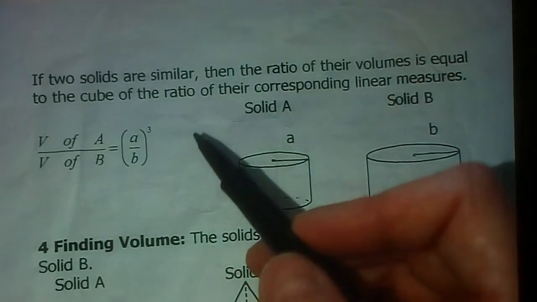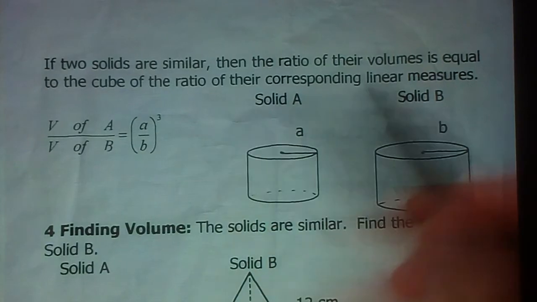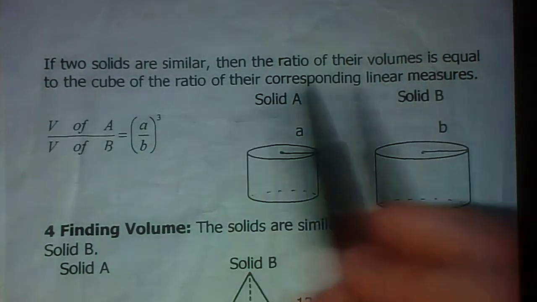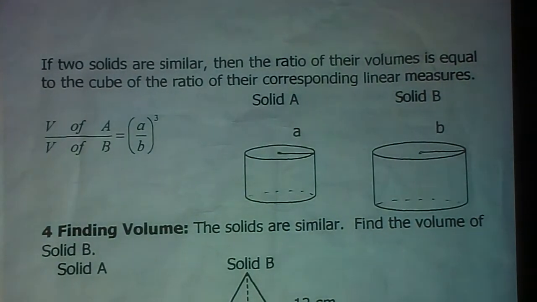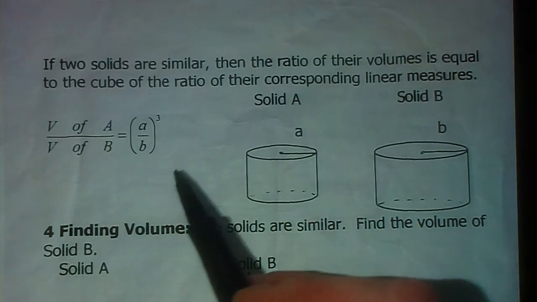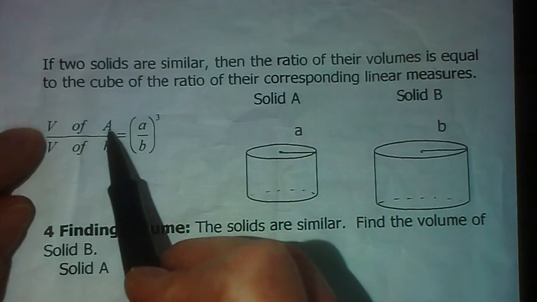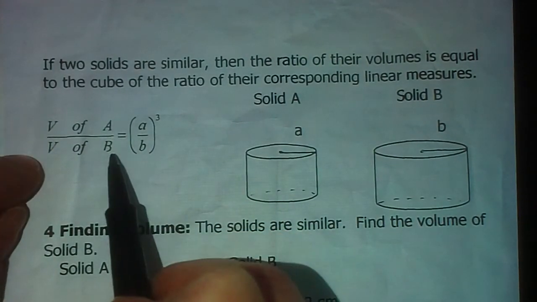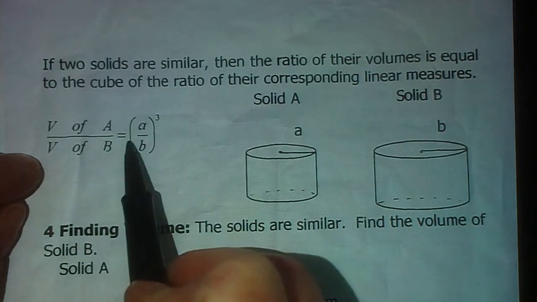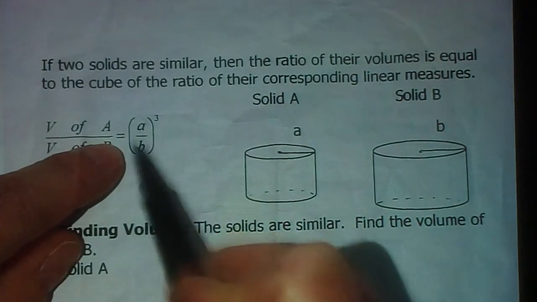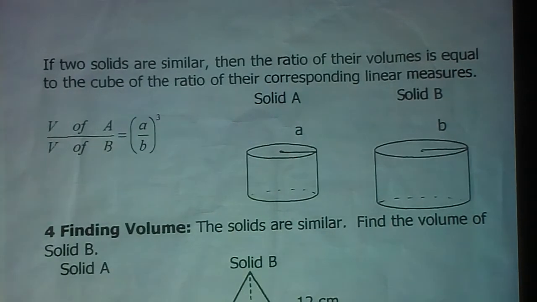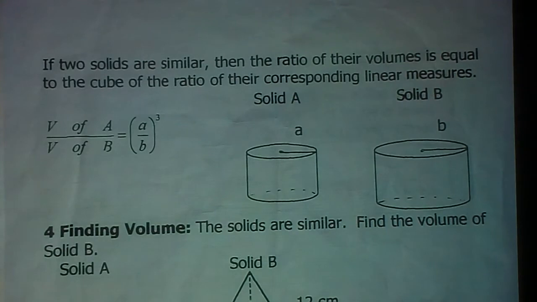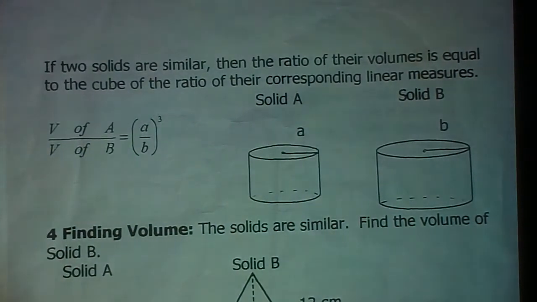All right. If two solids are similar, then the ratio of their volumes is equal to the cube of the ratio of their corresponding linear measures. Now this makes sense, right? Cube with volume, square with surface area. So this is basically saying the same thing. If you compare the volume of shape A with the volume of shape B, it's equal to the quantity of their corresponding sides raised to the third power, or the ratio of their corresponding linear measures is how it's stated. All right, so take a look.